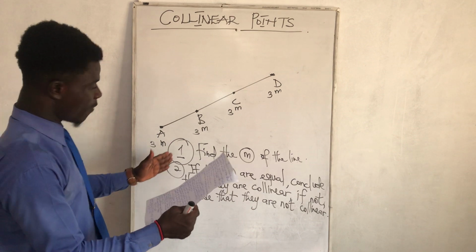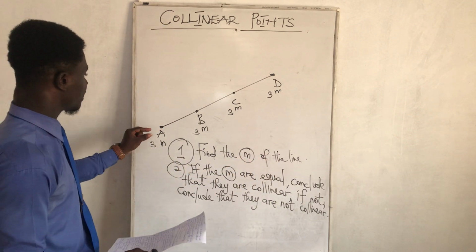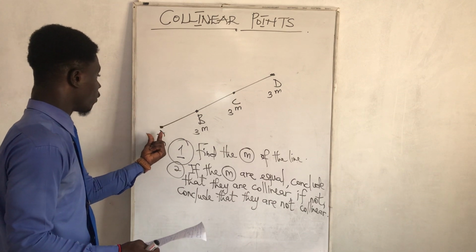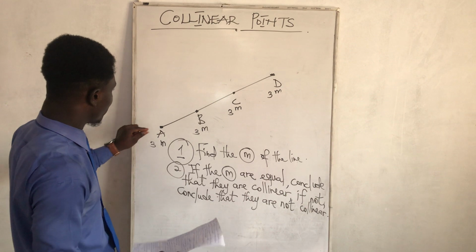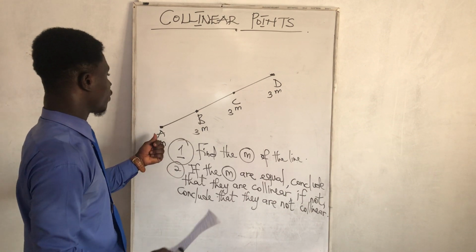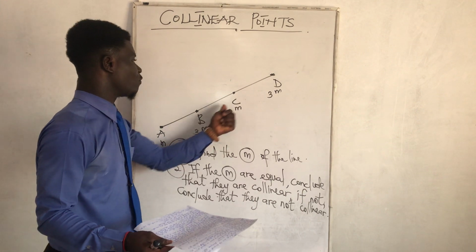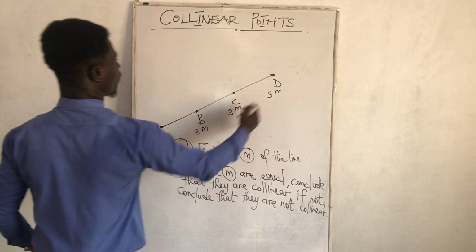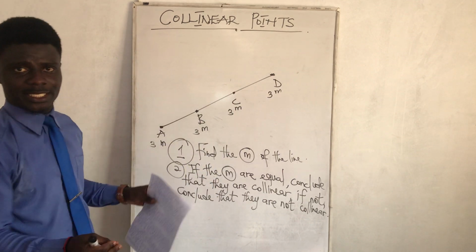1. Find the gradient of the line, right? So you find the gradient of the line joining this point and this point. So we have line segments AB. You can find the gradient of AB. You find the gradient of AC. Then you find the gradient of BC. You find the gradient of AD. You just find the gradient of that point, right?